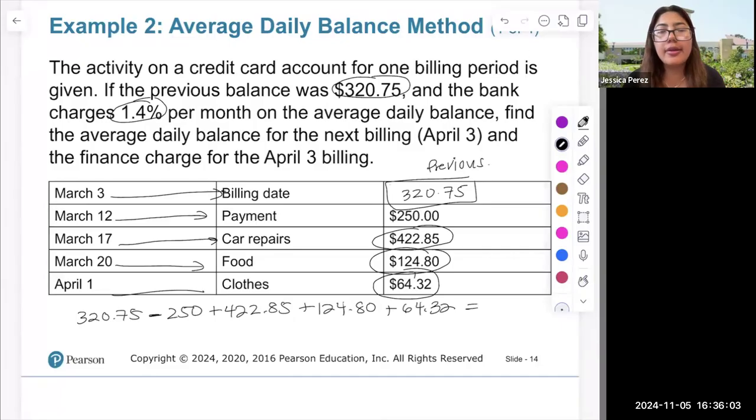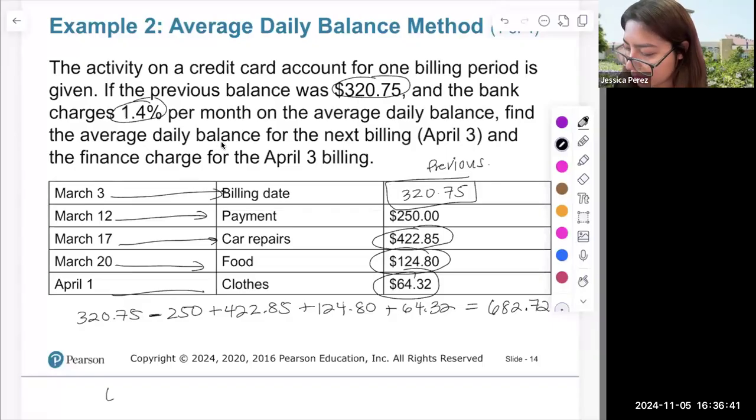If we punch this into the calculator: 320.75 minus $250 plus 422.85 plus $124.80 plus $64.32. This is a total of $682.72. And they're saying that the bank charges 1.4% per month.